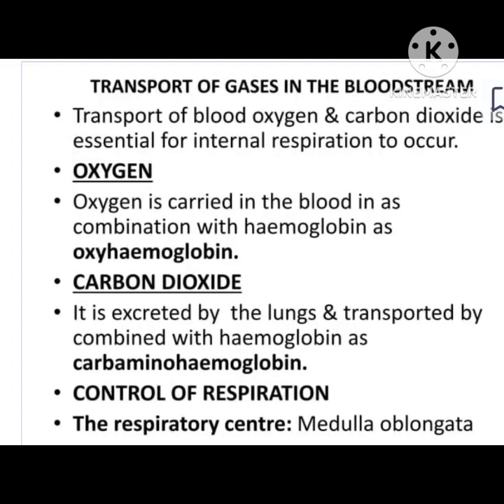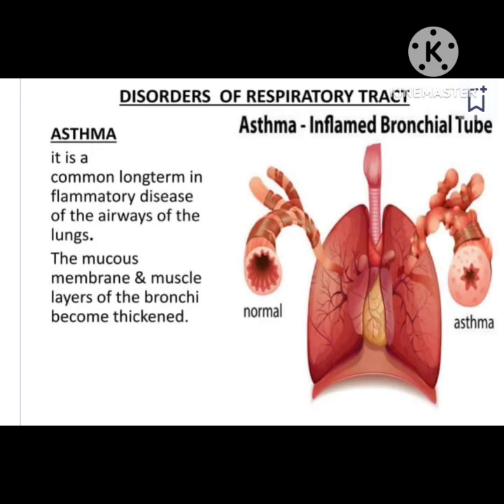Next is transport of oxygen in the bloodstream. How does the transport occur? That is due to oxygen and carbon dioxide. Oxygen is carried in the blood in combination with hemoglobin as oxyhemoglobin, and carbon dioxide is excreted by the lungs and transported combined with hemoglobin as carbaminohemoglobin. And control of respiration: the respiratory center is the medulla oblongata.